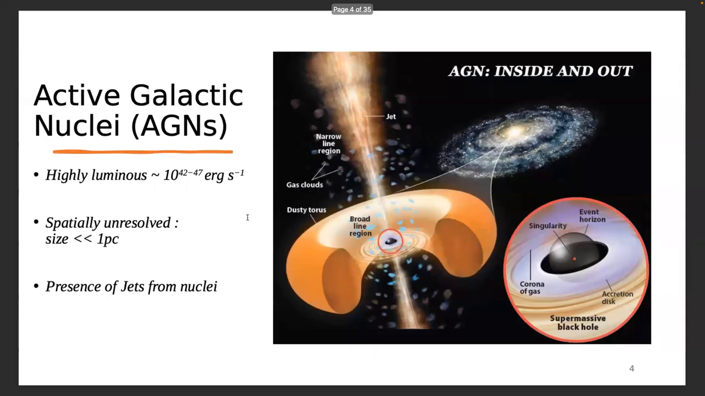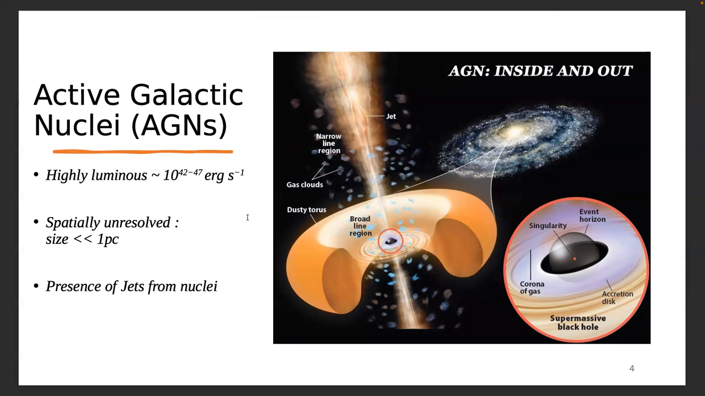Okay, so let's start with AGNs. As you can see here, this is a picture. Of course, it is an artistic impression, but you get the idea. There is a supermassive black hole at the center. We now have actual pictures of such objects. So there is a supermassive black hole at the center, and it accretes matter, and this matter gets heated and emits.